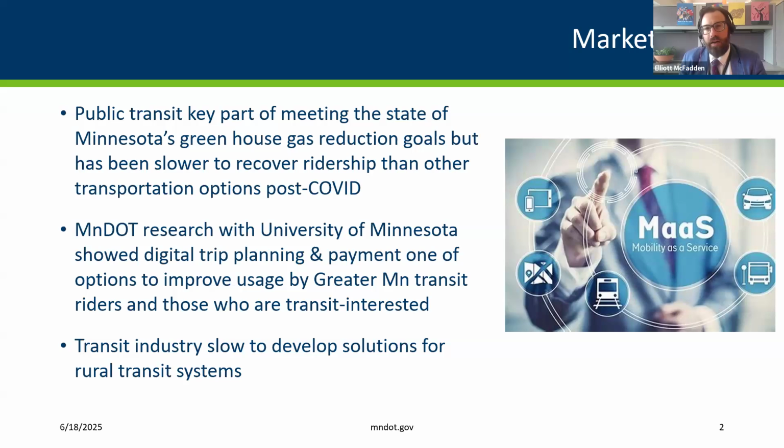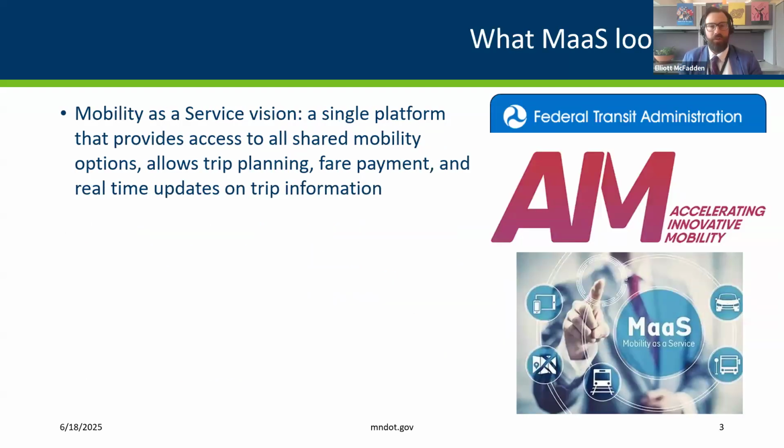And then we also saw over the last couple decades, as mobility as a service has been implemented, that we have had strategies and solutions that have been developed for highly urbanized areas, but the development of technology in this space for rural communities has been quite slow. So there's an opportunity there. So we ended up getting a project funded through a couple of Federal Transit Administration grants, including the Accelerating Innovative Mobility or AIM grant, as well as a COVID-19 demonstration grant.